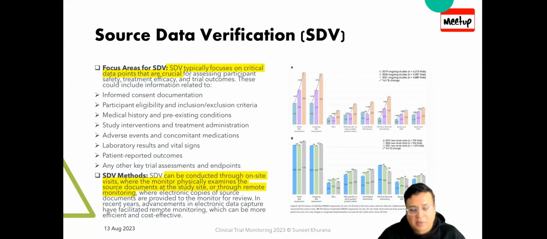They look at the lab results and vital signs, and the patient-reported outcomes. For example, in a quality of life study, they are collecting information from the patients, so they will look at all these PROs and the questionnaires, to see if the patient actually documented these, and then any other assessments and endpoints. These can be reviewed through on-site visits, as I mentioned earlier, physically examining the source documents, or through remote monitoring. So here is a graph.